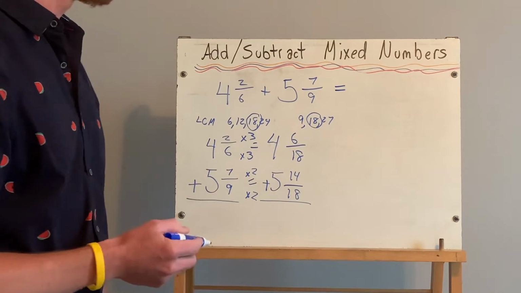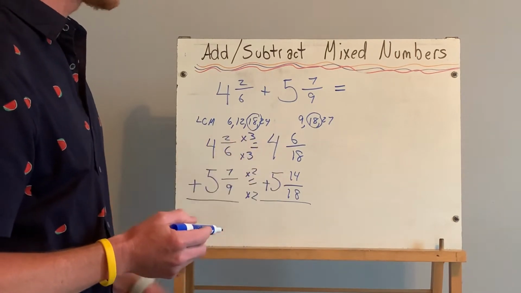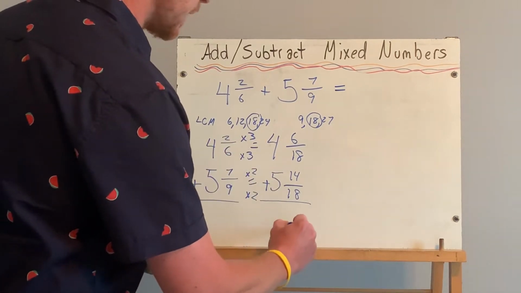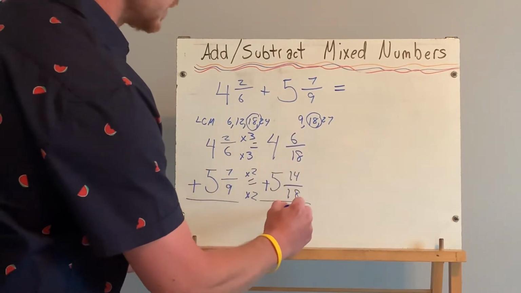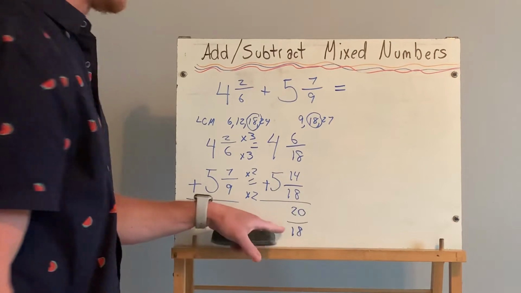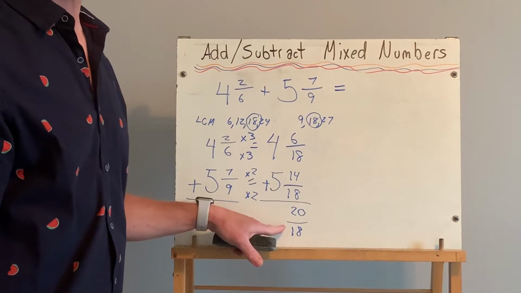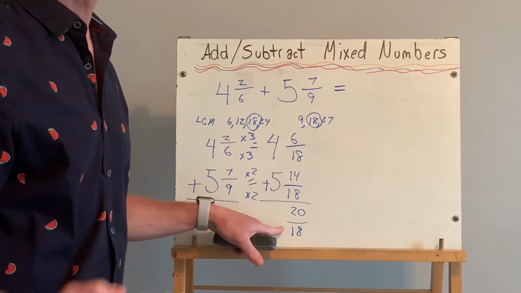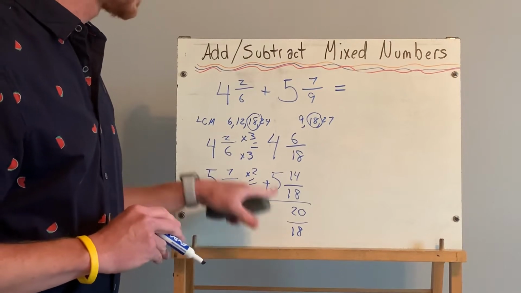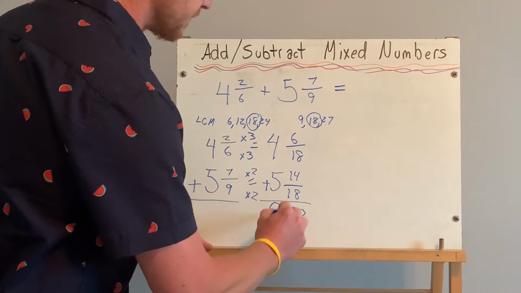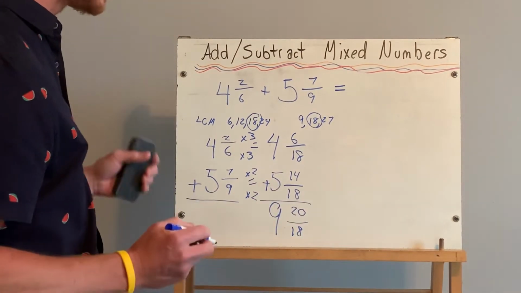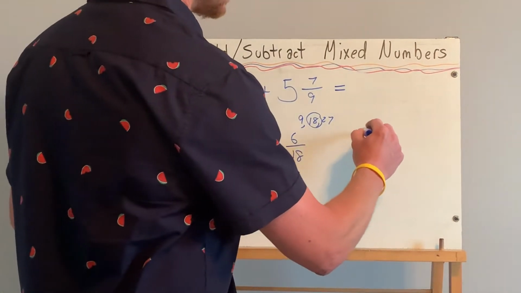Now we can just add, okay? 6/18 plus 14/18. All right, well, my denominator is the same. And I'm going to add my numerators. 6 plus 14 is 20. Now heads up on that, guys. We already have an improper fraction. It's greater than one whole. We'll get back to that in a second. 4 plus 5 is our whole numbers. So I know 4 plus 5 is 9. So now we have 9 and 20/18.